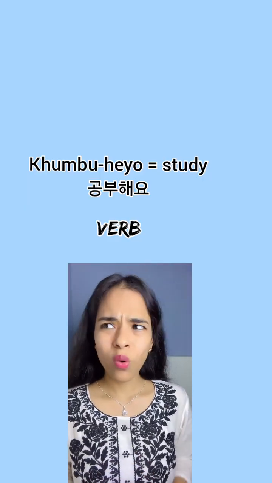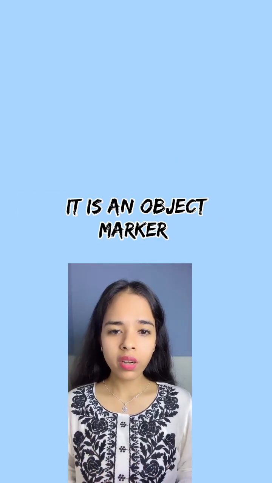Now you will be thinking, what is reul? So reul is an object marker. In Korean we use marker, subject marker, object marker, location marker, time marker. I will take separate class of markers. Okay, if you want separate class of marker, then let me know in the comment section. I will definitely take this class.